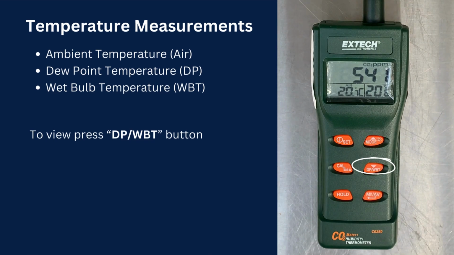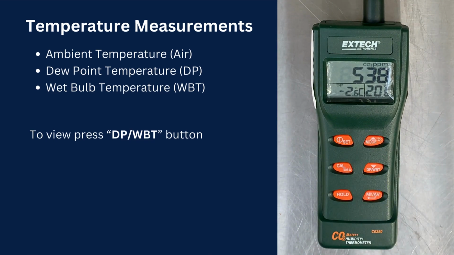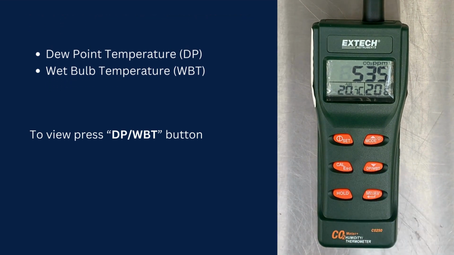To view the additional temperature measurements, press the DP/WBT button. With each press of the DP/WBT button, the display will cycle through the ambient, dew point, and wet bulb temperatures.